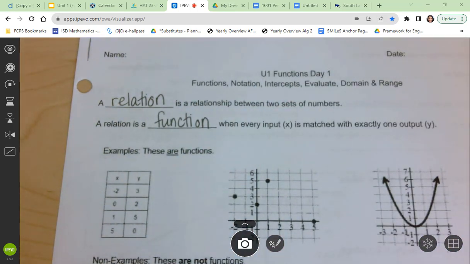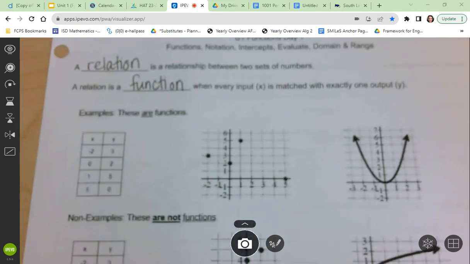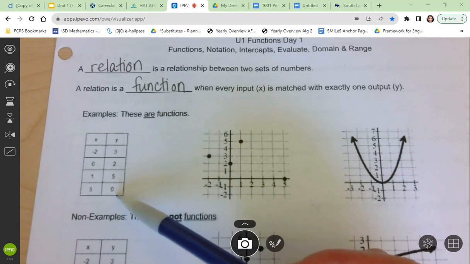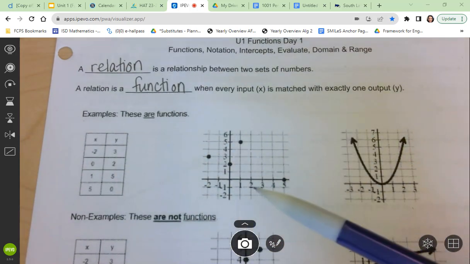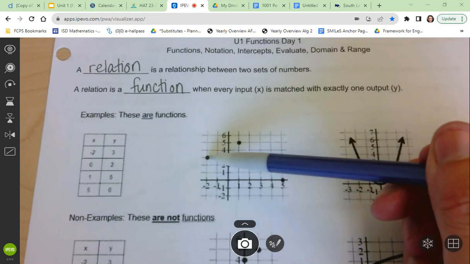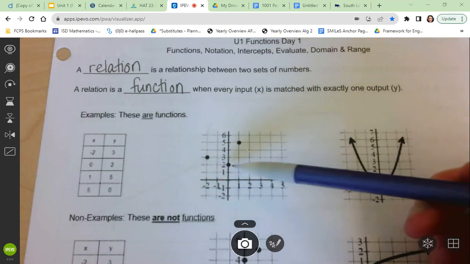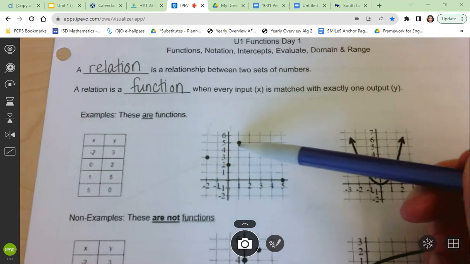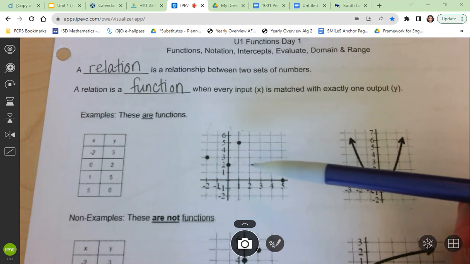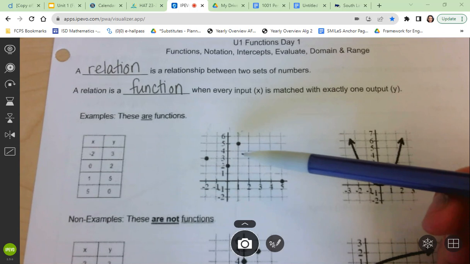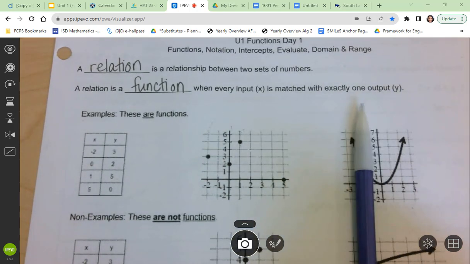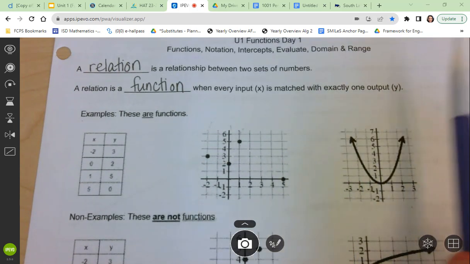So here are some examples of how functions might look. You might see a function in a table of values where every input has one output. When you're looking at a graph, what you're looking for is every x has one y. So you can see that this x does not have different y's, this x does not have different y's, and this x does not have different y's. When we do that thing called the vertical line test, that's what we're doing. We're looking to see if there's an x that has different y's. Here too, if you do the vertical line test, you can see every x has just one y.